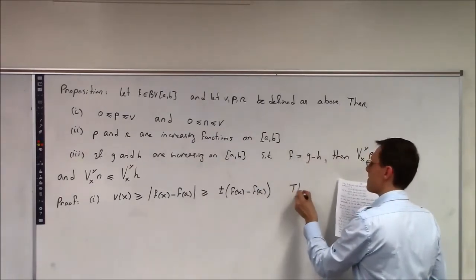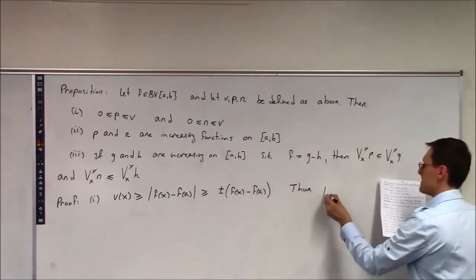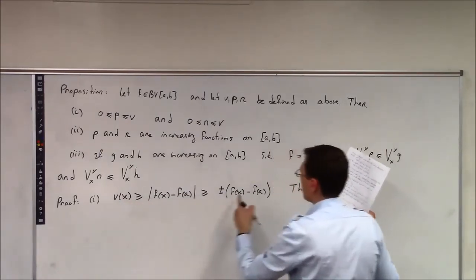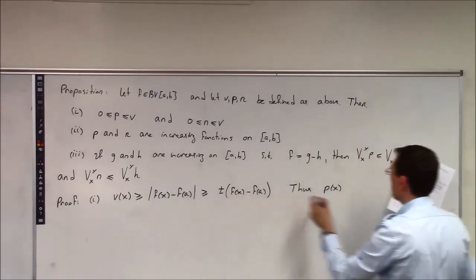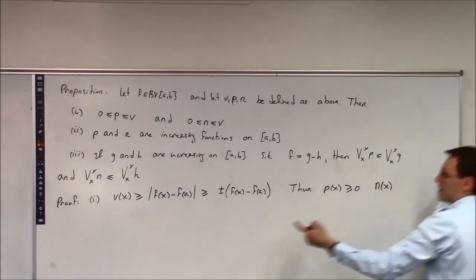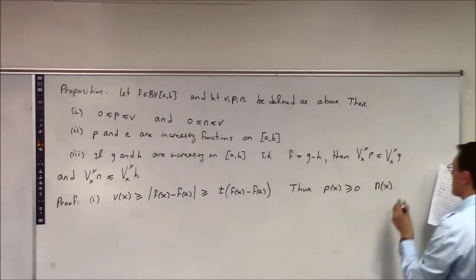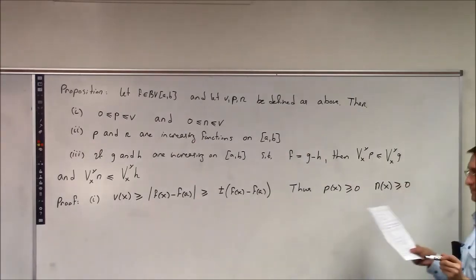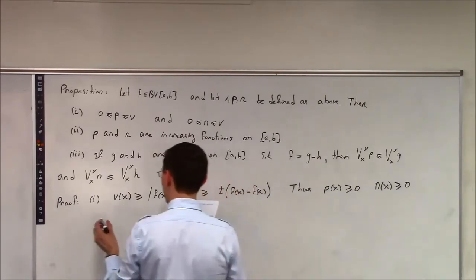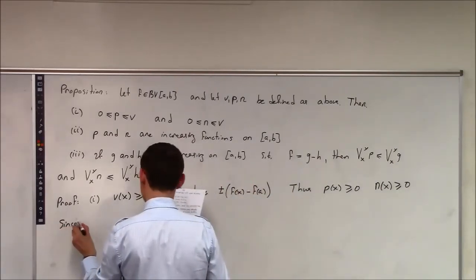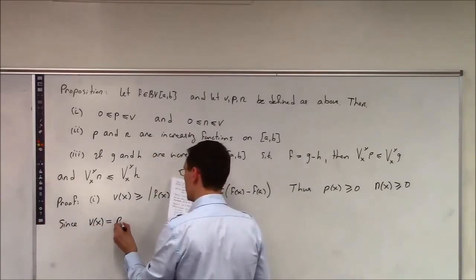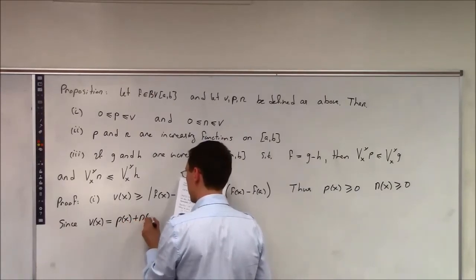Thus, p of x, which is V of x plus this thing, is bigger than 0, and n of x, which is V of x minus that thing, is also bigger than 0. So they are positive, since we have that V of x is equal to, by those equations, p of x plus n of x.